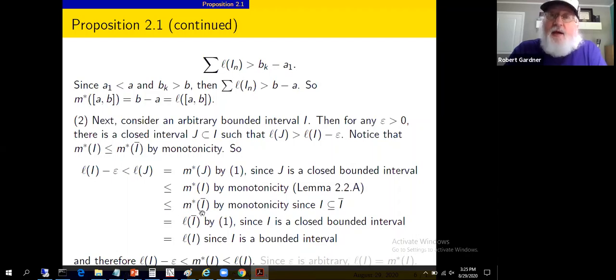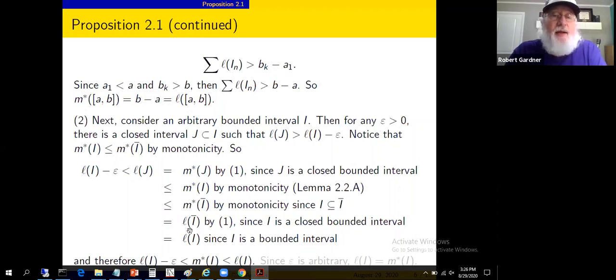Less than or equal to the outer measure of I closure. Monotonicity again. Told you monotonicity was useful. Hey, what kind of interval is I closure? Bounded and closed. We close it off. So the outer measure of I closure equals the length of I closure, because I closure is a closed and bounded interval. And we know for closed and bounded intervals, the outer measure and the length are the same by part 1. So the outer measure of I closure is the same as the length of I closure.